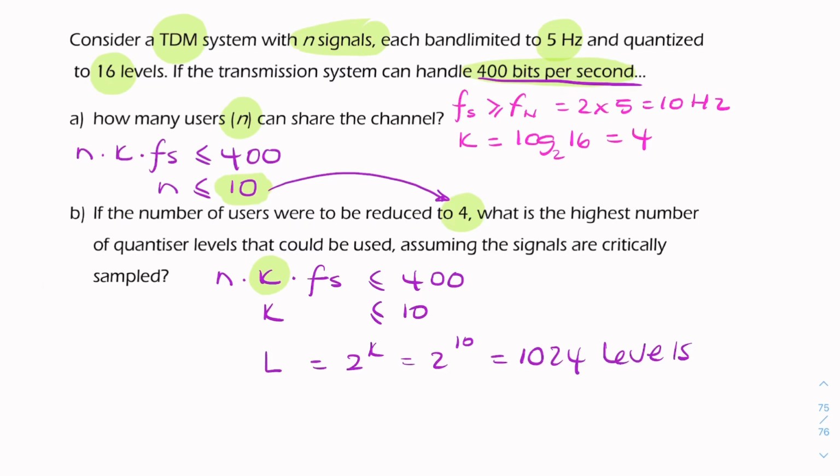What we could have done was oversample. We could have increased the sample rate a little bit and reduced that slightly. But the question says, assuming that we're critically sampling. So that is your final answer, 1024.